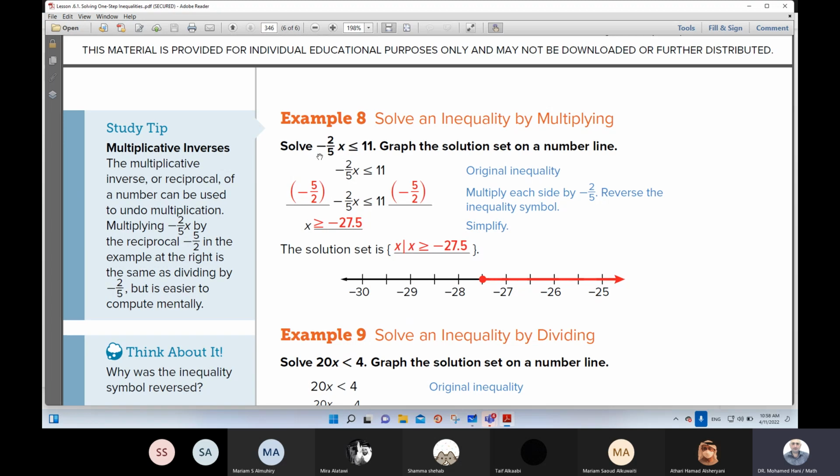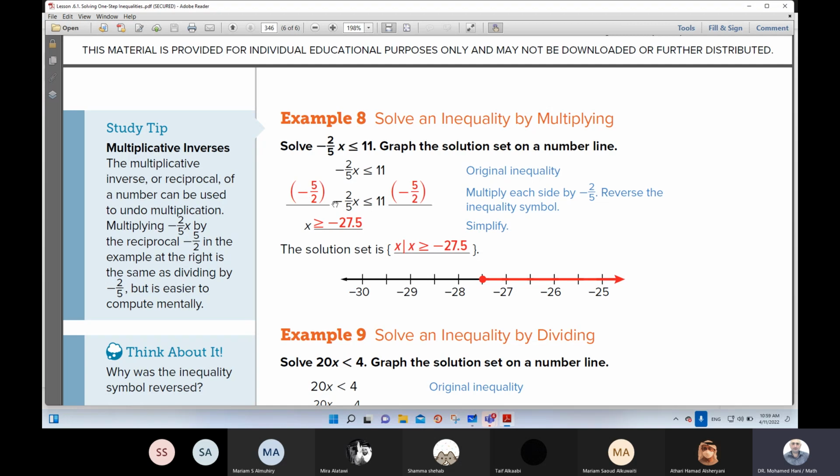To solve this inequality, we want to remove negative 2 over 5. How to remove the fraction? Always when you have a fraction, multiply the two sides of the inequality by the reciprocal of this fraction. What is the reciprocal of negative 2 over 5? Negative 5 over 2. So multiply the two sides by negative 5 over 2.